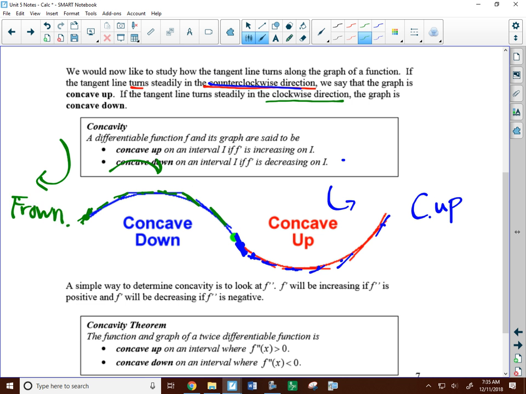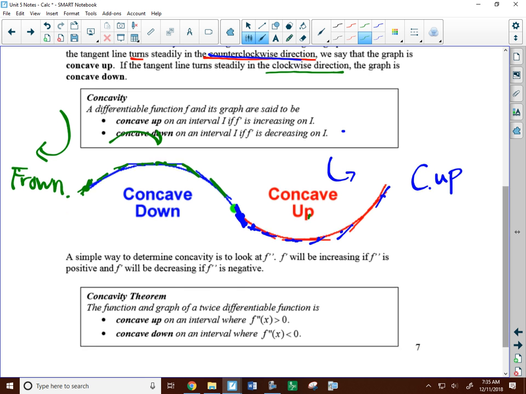You wouldn't be surprised at how many students mix those up. It's probably because this one ends up like a local max, and they think that means the up part. But it's concave up, shaped like a cup. Concave down, shaped like a frown.